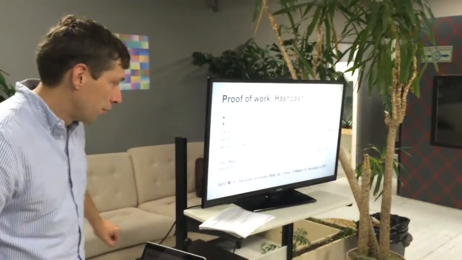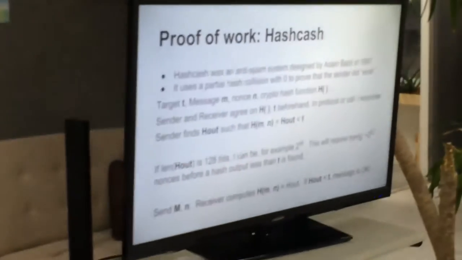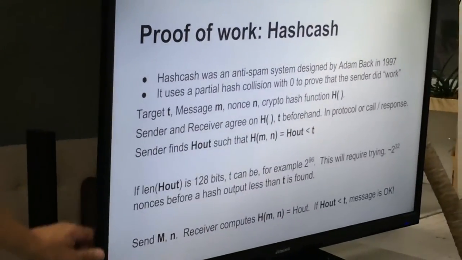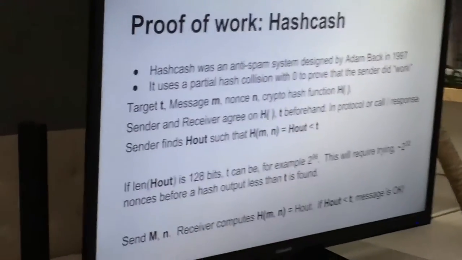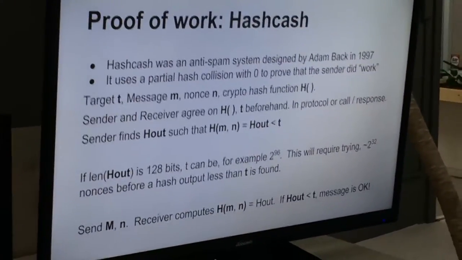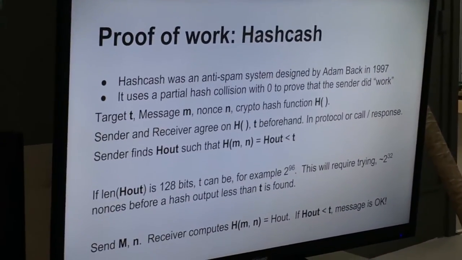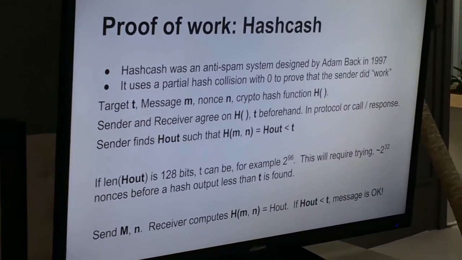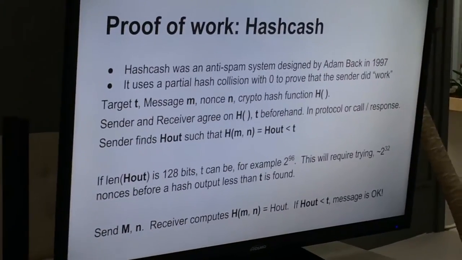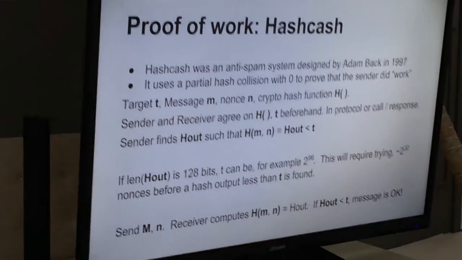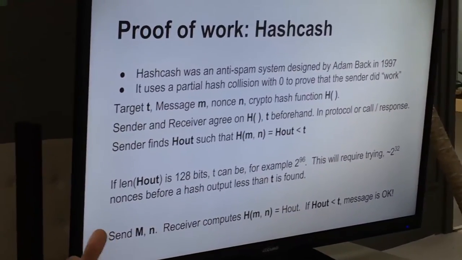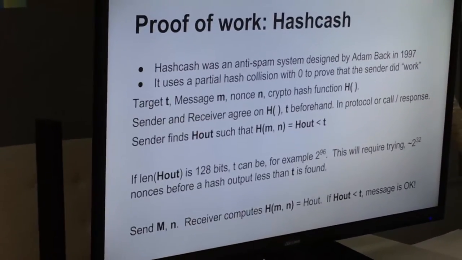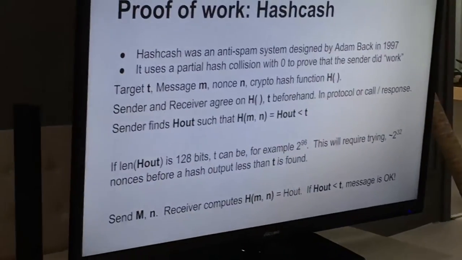Hashcash was the initial proof of work in like '97, by Adam Back, who's a smart guy working on Bitcoin stuff now. It uses a partial hash collision with zero. So what that means is you try to find a hash output that's got a lot of zeros in it. In Bitcoin's case, they're in the beginning. You try to find a low number for your hash output. And there's no way to design an input to do that. You're just going to have to guess and check a gazillion different inputs, and then eventually you'll find a hash output that starts with a bunch of zeros. And that proves that you did a lot of pointless work by feeding all these inputs into the hash function.